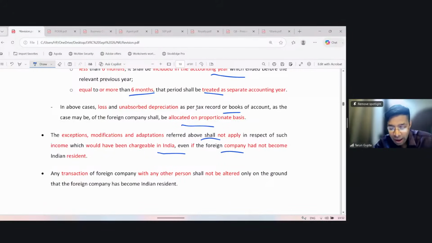Any transaction of a foreign company with any other person shall not be altered only on the ground that the foreign company has become an Indian resident.